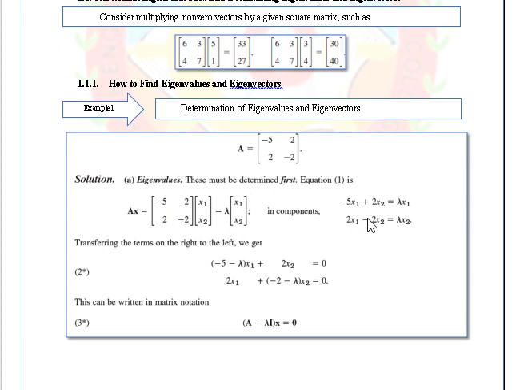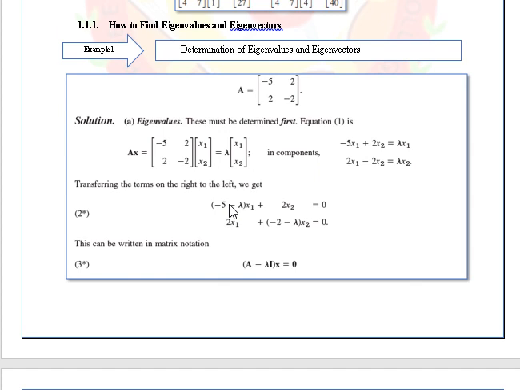So in components, if we multiply these two and equate that, we can have these equations. We have negative 5 multiplied by x1, plus 2 multiplied by x2, is equal to lambda multiplied by x1. Then the other equation: we have 2 multiplied by x1 again, and negative 2 multiplied by x2, which we add, is equal to lambda multiplied by x2. These two equations can be used to find the value of our lambda, which is called the eigenvalues.